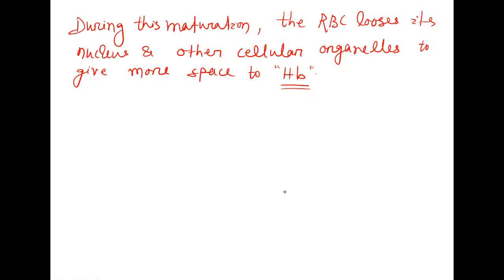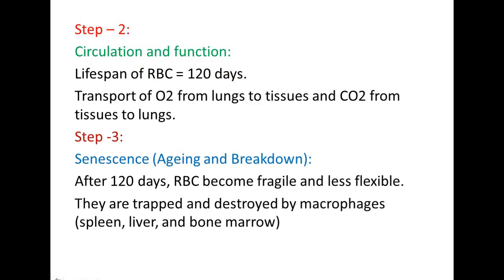Now let's discuss about the step 2. Step 2 is called as circulation and function. That is where RBC is circulating and major function of RBC. Lifespan of RBC is 120 days. It transports oxygen from lungs to tissues and carbon dioxide from tissues to lungs. This is the circulatory area of RBC.